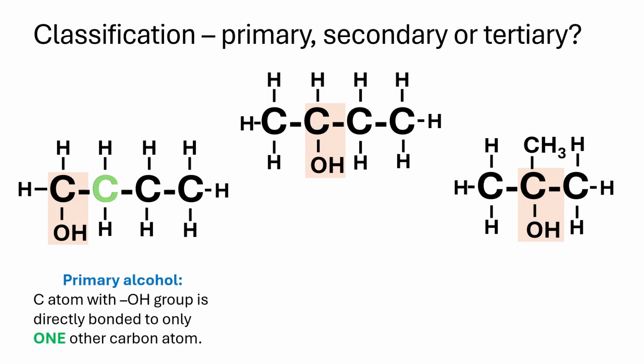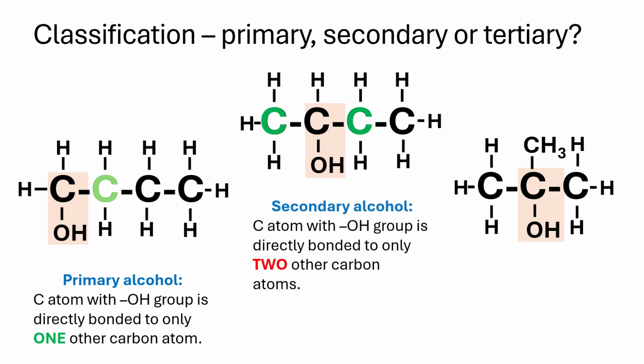The second structure has 2 neighboring carbons, left and right. So it is bonded to 2 other carbons. Make sure you word this right in your assessment. You have to say the carbon atom with the OH group is directly bonded to 2 other carbon atoms. So the last structure, you guessed it, it must have 3 carbons, so it must be a tertiary structure.